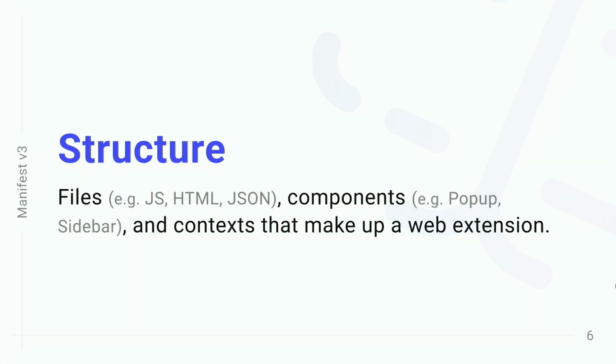And the manifest v3 defines a structure for your projects for web extensions. So you will find files, JavaScript, HTML, CSS, JSON, whatever, and then you will have components. The components are just the parts of your web extension. You will have a pop-up every time you click on an icon. You will have a content script that lives in the page you are navigating. You will have a background service worker that is executing every time the user does something in the browser. And you will have contexts that these components use and they are grouped into.